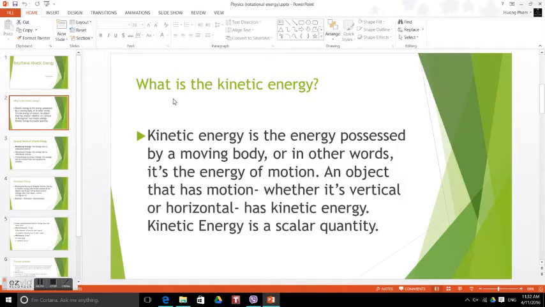An object that has motion, whether it's vertical or horizontal, has kinetic energy. Kinetic energy is a scalar quantity, which means that it only has a magnitude without a specific direction.